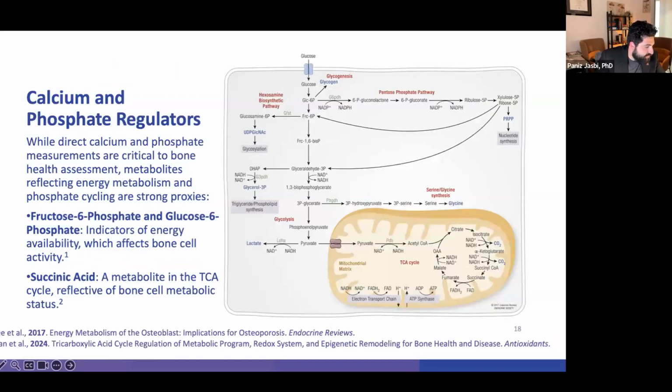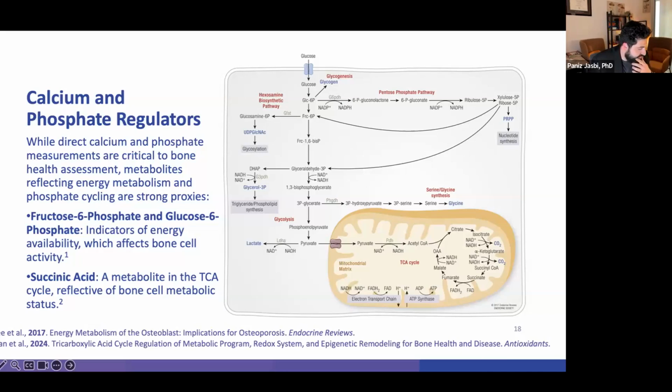All right. Calcium and phosphate regulators. So we do not have direct measurement of calcium and phosphate, right? We are a metabolomics platform currently, and these are too small. These are elemental indicators, but we do have metabolites that reflect phosphate cycling and calcium metabolism, and they act as strong proxies.